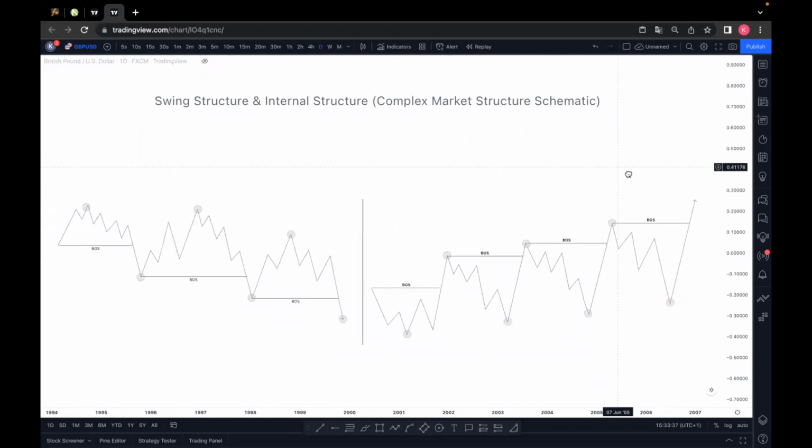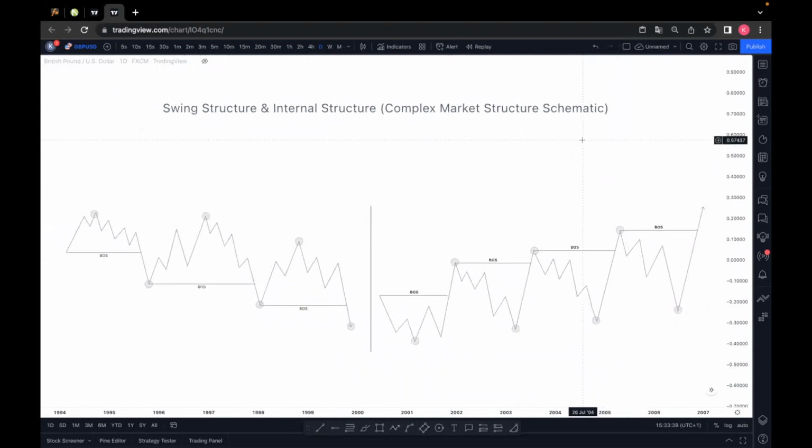So now, what is complex market structure? Pretty much, complex market structure is when you bring swing structure and internal structures together, right? In the first part where we talked about the types of market structure, we actually saw just the swing highs, right? Pretty much the break of swing highs, right? And we didn't have internal structures.